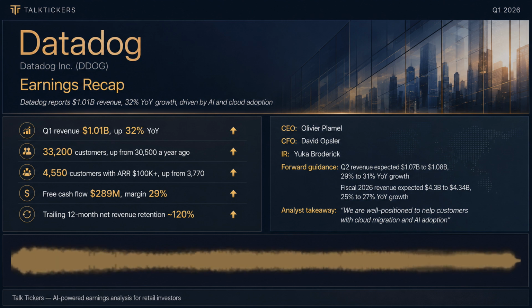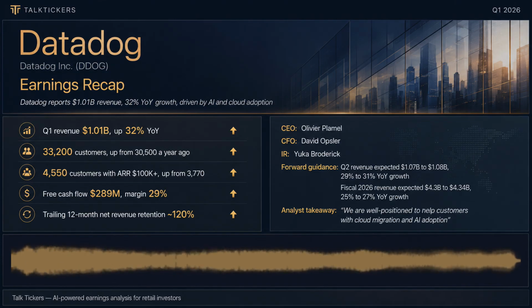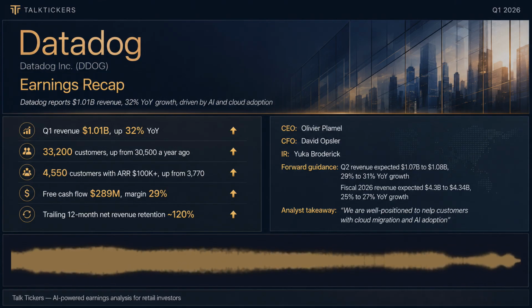Let's lay out the precise numbers. For the Q2 2026 outlook, management guided for revenue to land in the range of $1.07 billion to $1.08 billion. Oh. If they achieve the midpoint of that range, it represents a year-over-year growth rate of 29% to 31%. Guiding for roughly 30% growth on a $1 billion quarterly baseline implies they are expecting the intense demand environment we just discussed to persist without any macroeconomic degradation.